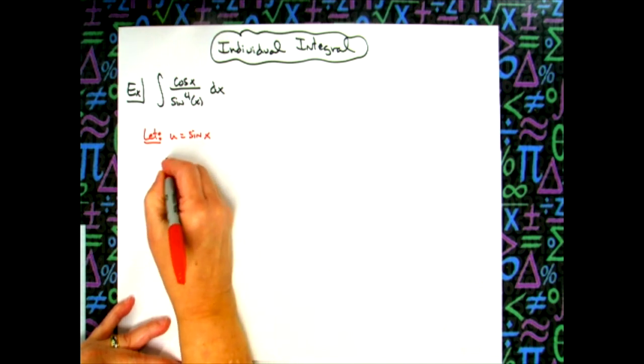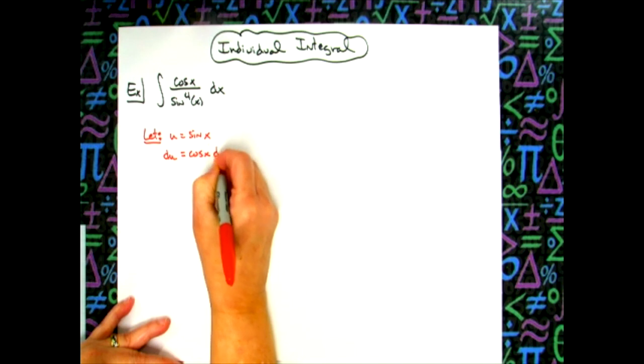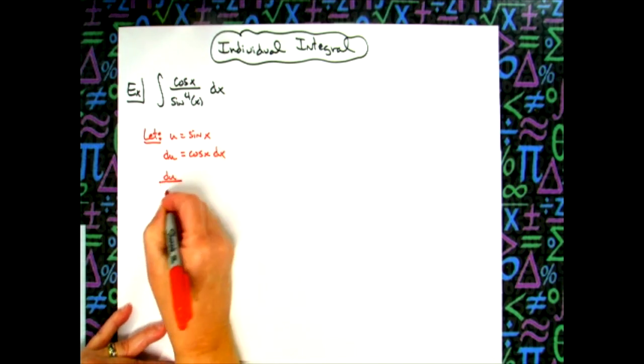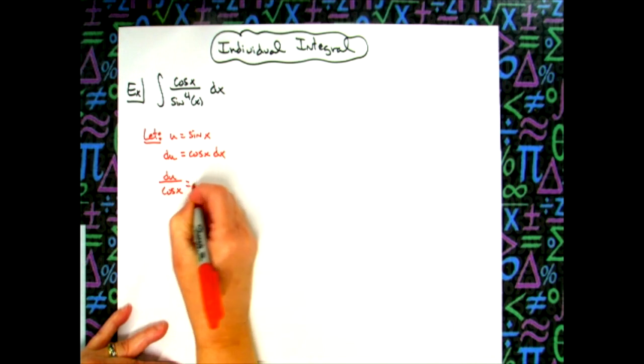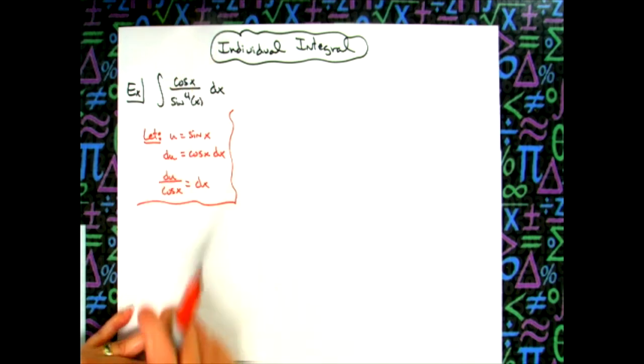All right, we take the derivative of both sides, we'll get a du is equal to cosine x dx. And if I solve all the way down for that dx, I'll have a du over cosine x. All right, now we want to do that in order for the cosines then to cross out.